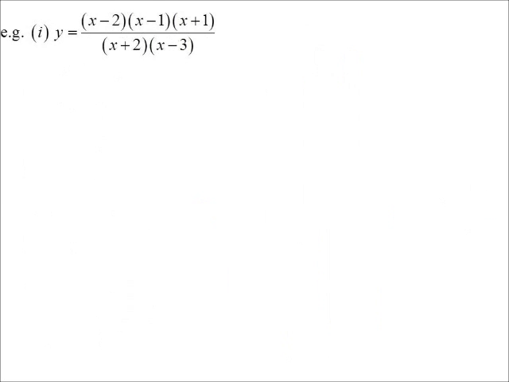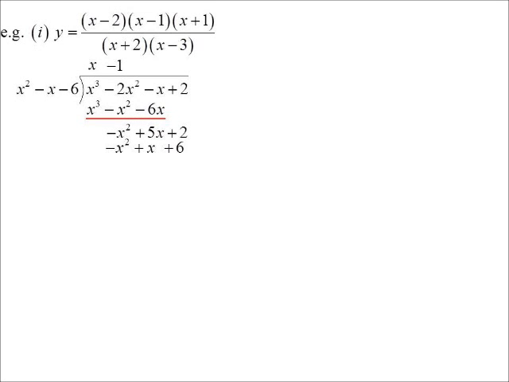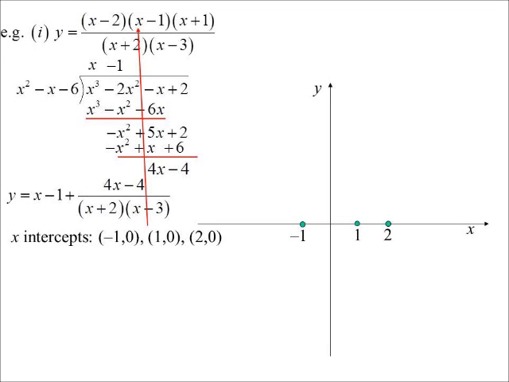Okay, this one's a little bit more involved. Again, if I do my polynomial division, we end up with an oblique asymptote this time. x minus 1 will be the asymptote, and the remainder is 4x minus 4. So that's how we break this one up. Same sort of idea. I can look at the original for the x-intercepts. I've got -1, 1, and 2. The y-intercept turns out to be -1/3.